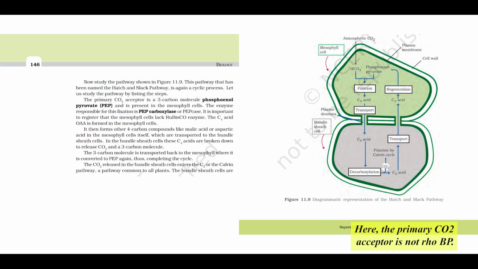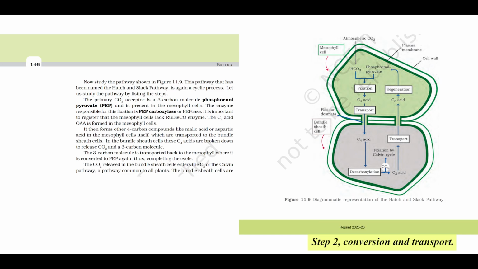Here, the primary CO2 acceptor is not RuBP. Instead, it's a 3-carbon molecule called phosphoenol pyruvate, PEP. Atmospheric CO2 enters the leaf and dissolves to form bicarbonate, HCO3, which then combines with PEP. This reaction is catalyzed by a highly efficient enzyme called PEP carboxylase, or PEPcase. It's absolutely critical to note: PEPcase has a very high affinity for bicarbonate, and importantly, it does not bind with oxygen. Also, the mesophyll cells of C4 plants generally lack the Rubisco enzyme. That's the key difference from C3 plants. When bicarbonate combines with PEP, it forms a 4-carbon organic acid, oxaloacetic acid, OAA. This is the first stable product, hence the name C4 pathway.